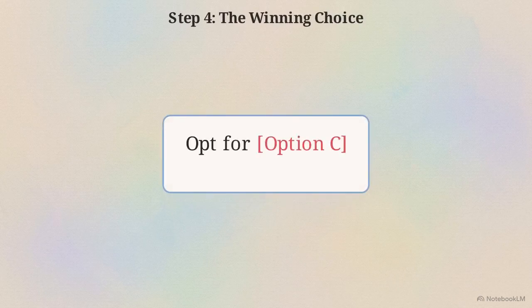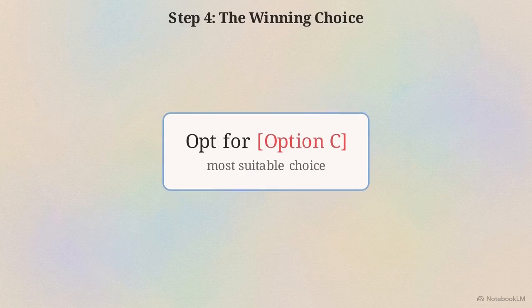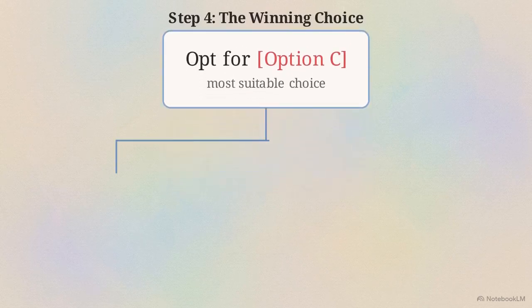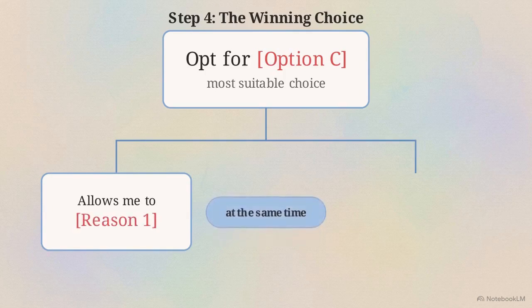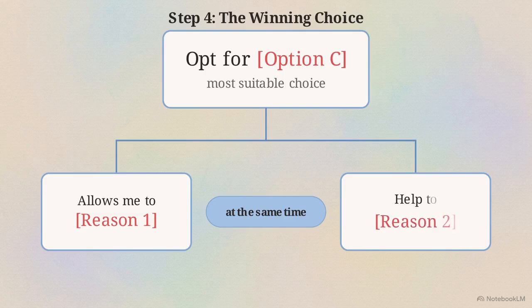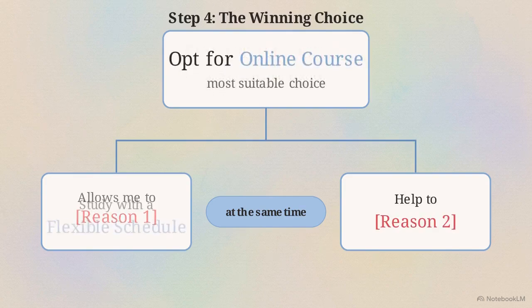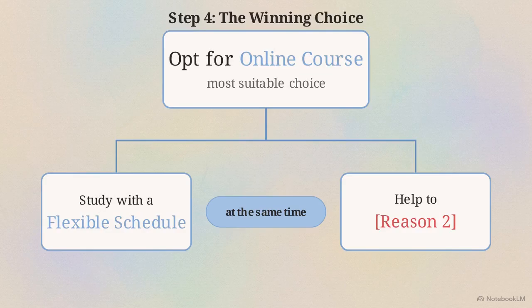Anchor your selection with this sentence. From my perspective, I would opt for option C, as I believe it is the most suitable choice in this situation. To achieve the depth expected in higher bands, use a secondary formula to list dual reasons. The main reason is that it allows me to reason 1, and at the same time, it can help to reason 2. For the online course, that becomes, the main reason is that it allows me to study with a flexible schedule, and at the same time, it can help to save a lot of money.